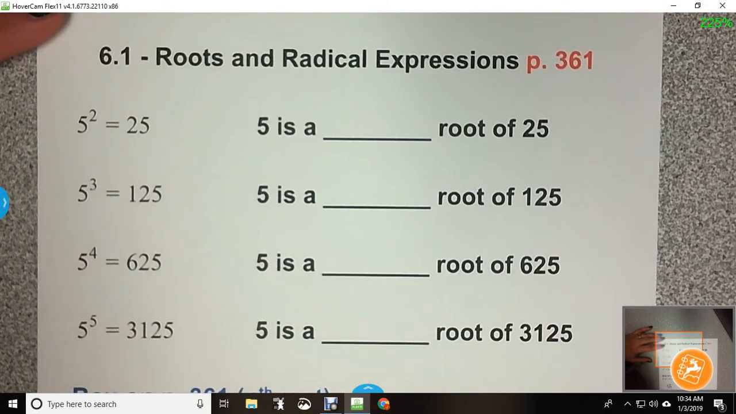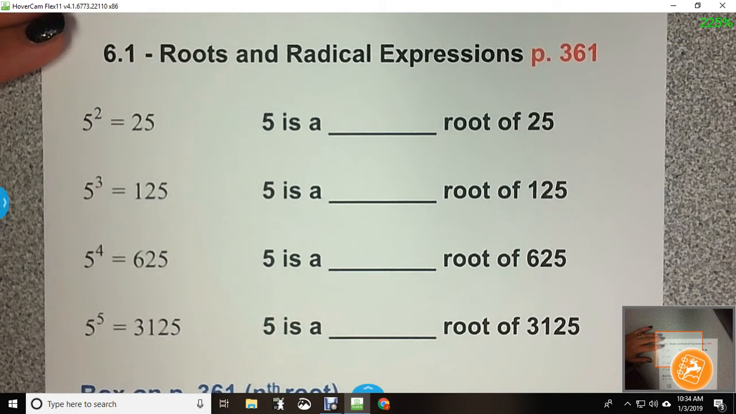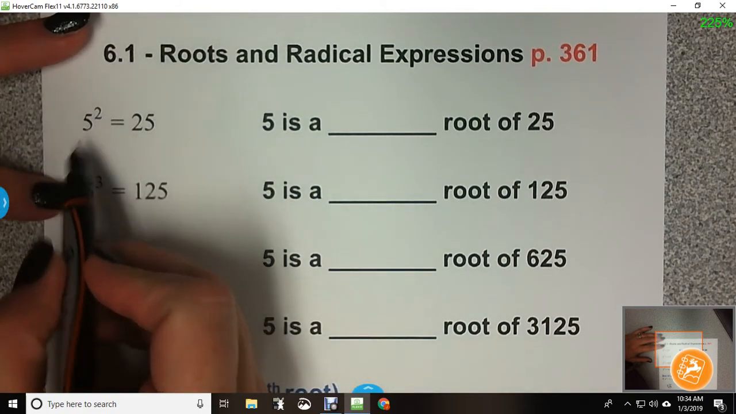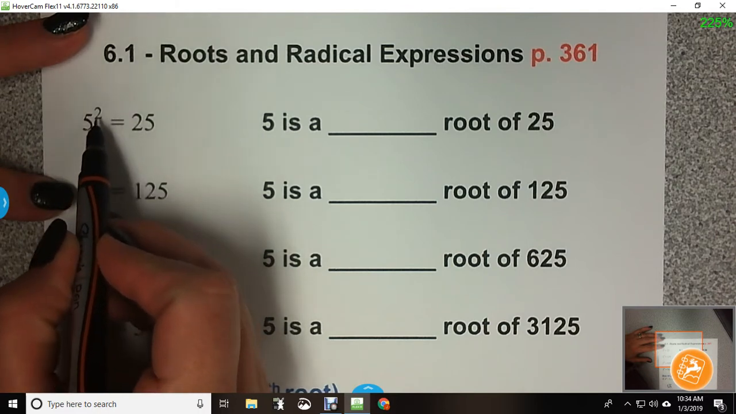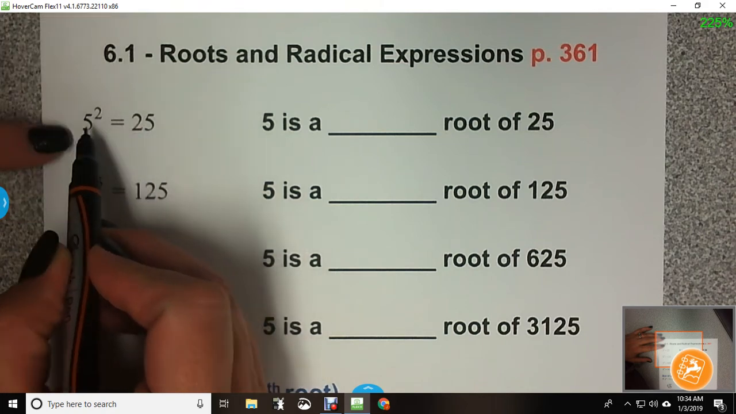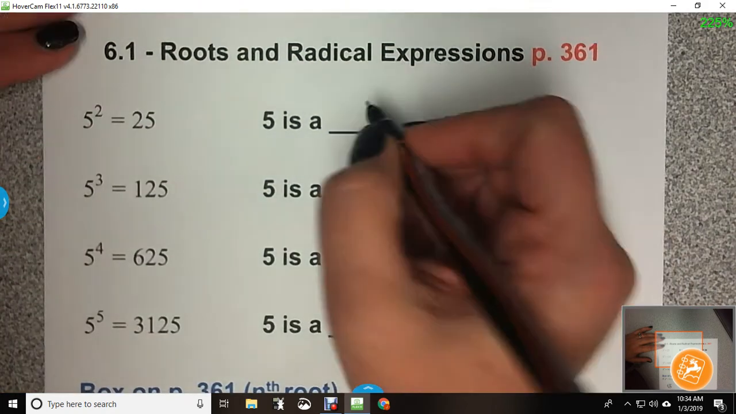All right, this is section 6.1 on roots and radical expressions. Hopefully, this section will show you how exponents and square roots or cube roots or fourth roots go hand in hand. Okay, so to start out with, I have 5 squared equals 25. Well, what that means is that 5 is a square root of 25.